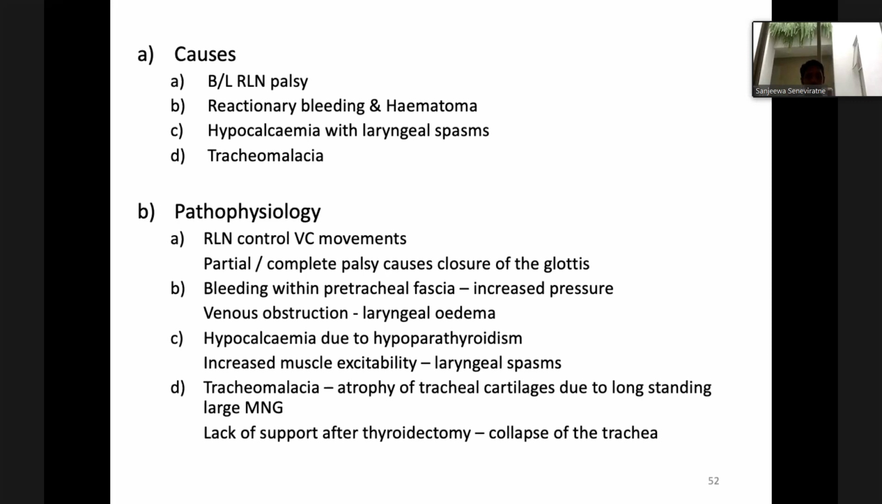But if the patient doesn't improve in a few days, or if there's significant upper airway obstruction, then in that case we have to go for tracheostomy. Then hematoma. What is the management of hematoma?